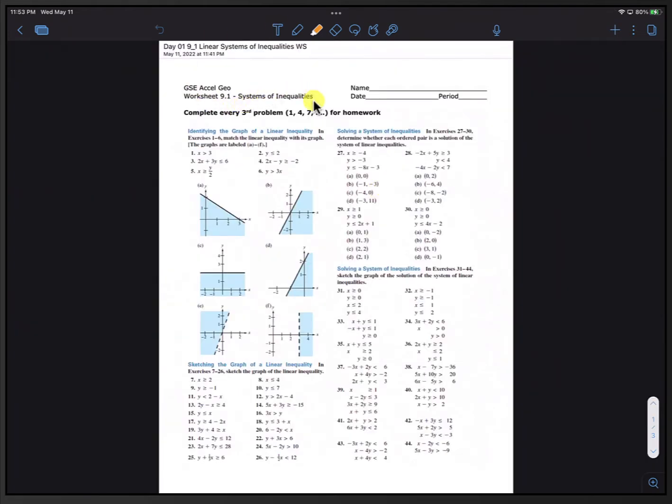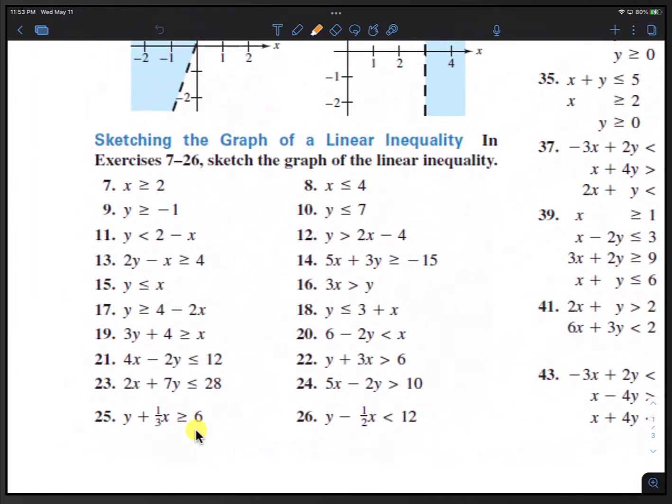All right, let's get into some of the homework questions from this worksheet. Now it says to complete every third problem. So starting with number 1, the next problem you do is 4, and then 7, and then 10, etc. All right, let's go down here to number 7. We want to sketch the graph of the linear inequality. So we have number 7, x is greater than or equal to 2.